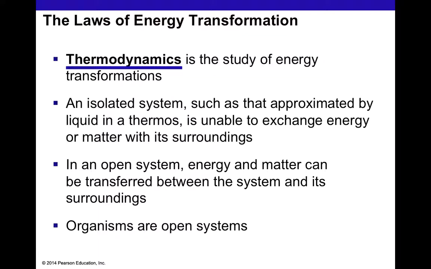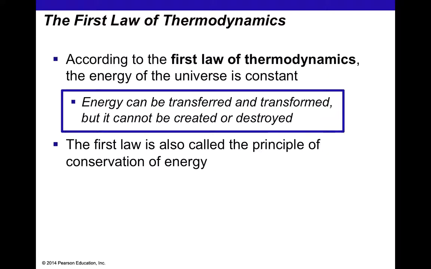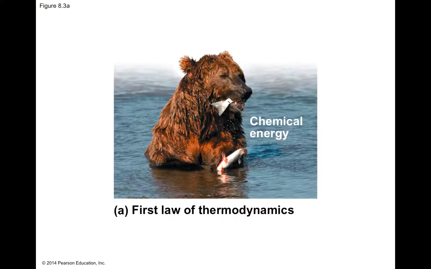There are 4 laws of thermodynamics. However, we're only going to deal with 2 of them. The first law of thermodynamics is pretty easy to understand, and you've probably heard it before. Energy cannot be created or destroyed, but it can be converted into different forms. This is also referred to as the principle of conservation of energy. So looking at this bear, which is the example they give you in your book, as the bear is eating the fish, the chemical energy from the fish is being transferred to the bear.